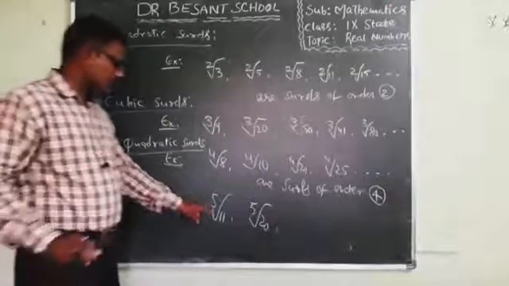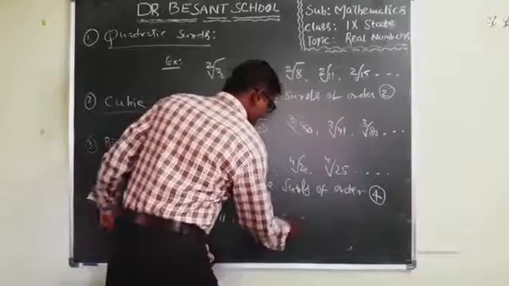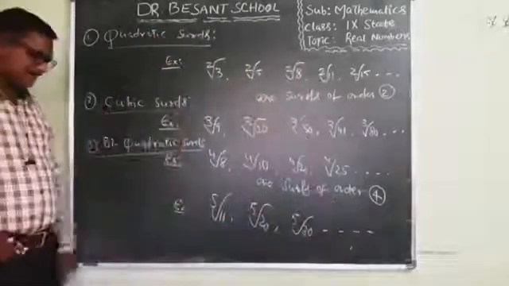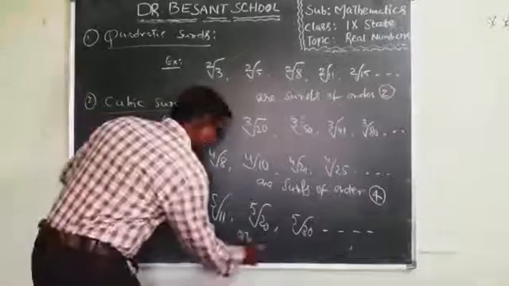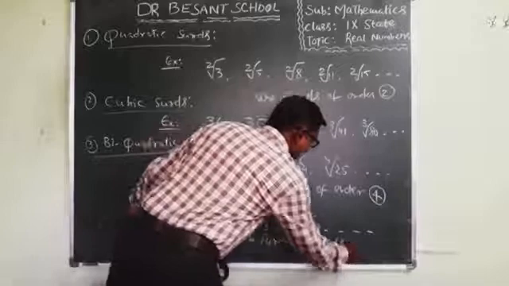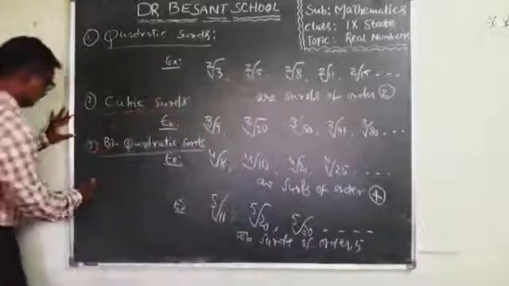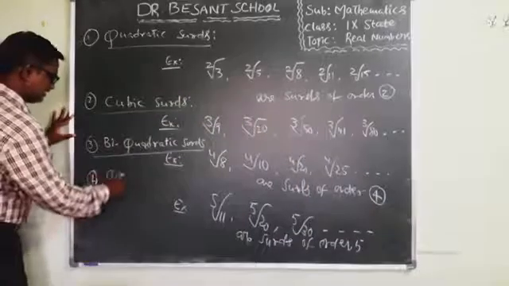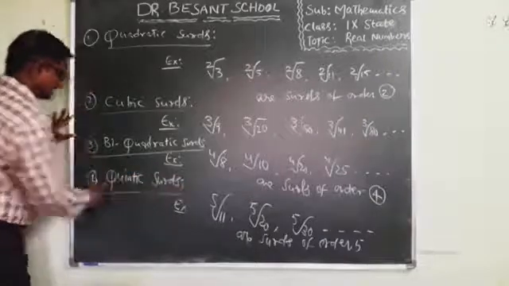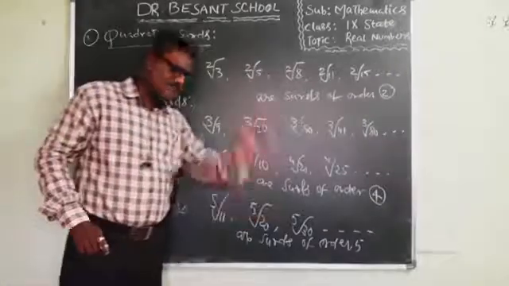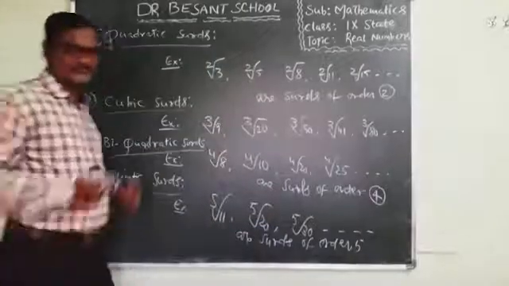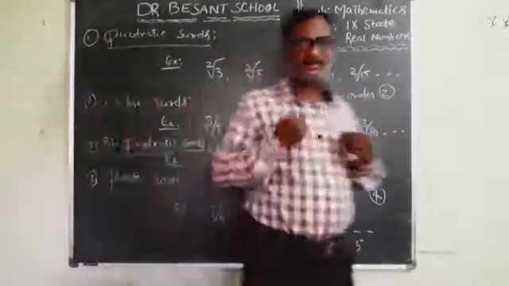Okay. So fifth root of 11, fifth root of 20, again fifth root of 30, and so on. These are all the surds of order 5. These are called quintic surds. The surds of order 5 are called quintic surds.